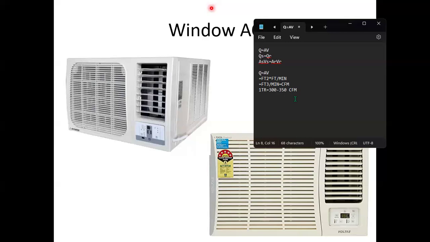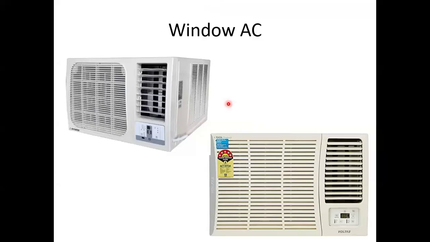Next, the air throw length. Generally, for window AC, that means the blower's throw length itself, it's like 10 to 15 feet to the straight and 6 to 7 feet to the sides. That means 10 to 15 feet to the straight means what? In the straight direction, you will get airflow of around 10 to 15 feet. But sideways, you will get only 6 to 7. So this is how it actually works.